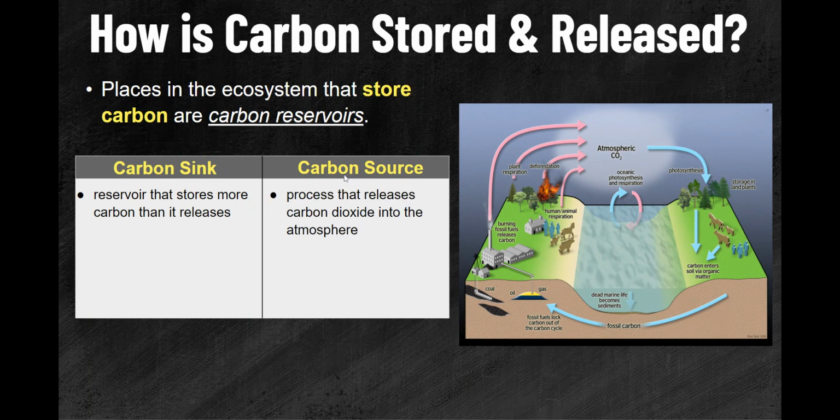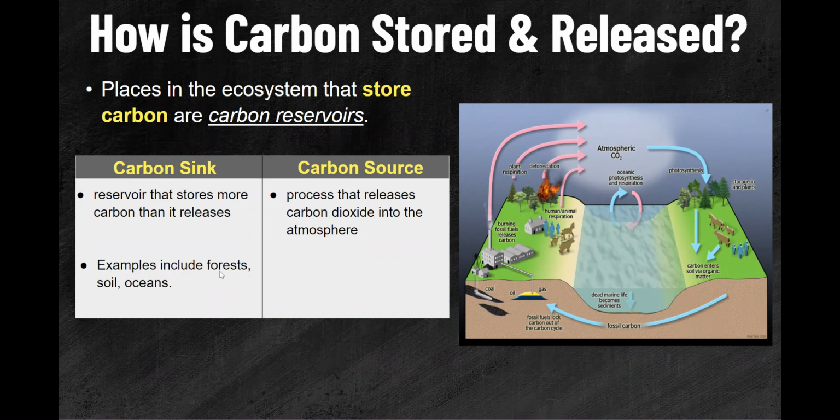Now, a carbon source is a process that releases carbon dioxide into the atmosphere. So look at the plants again, or the animals, either one. Both of them perform cellular respiration. Both of them release carbon back into the atmosphere. So in this case, plants would be both a carbon sink and a carbon source. I'll give you some other examples here.